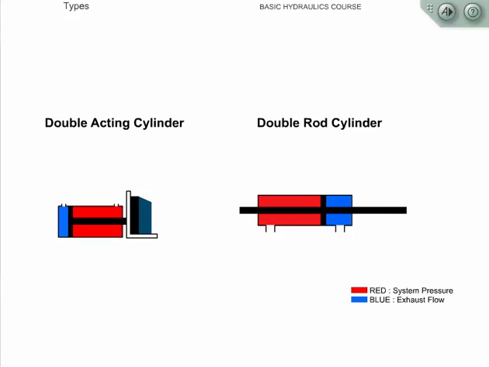A double rod cylinder is considered a non-differential type cylinder. The areas on both sides of the piston are equal, thus providing equal force in both directions. An application for such cylinders would be where it is advantageous to couple a load to both ends, or where equal speed is needed in both directions.